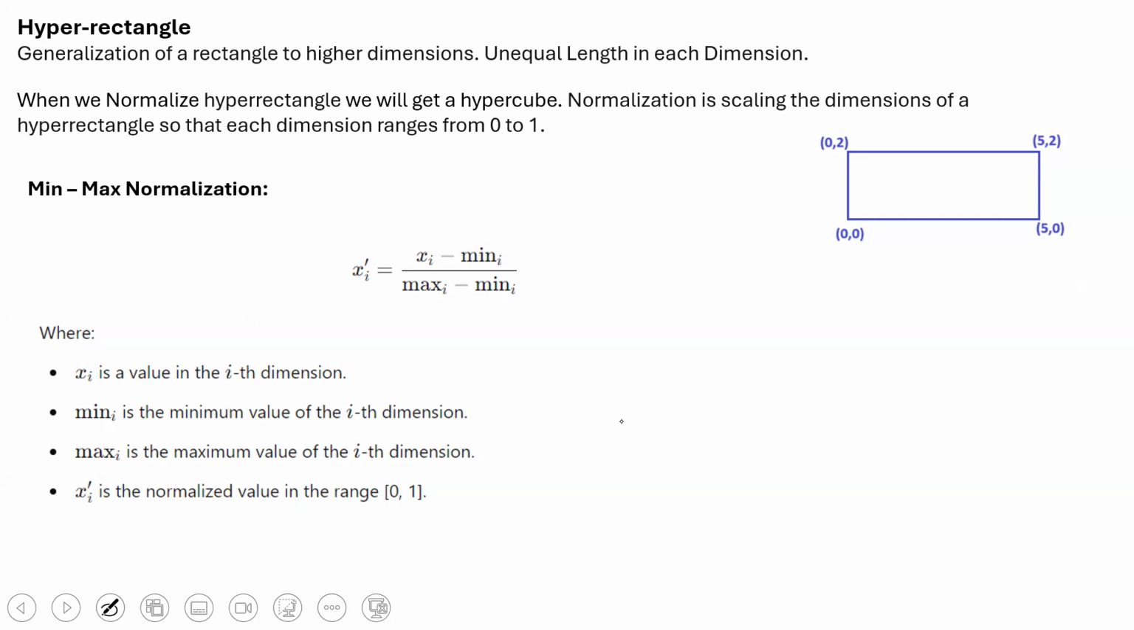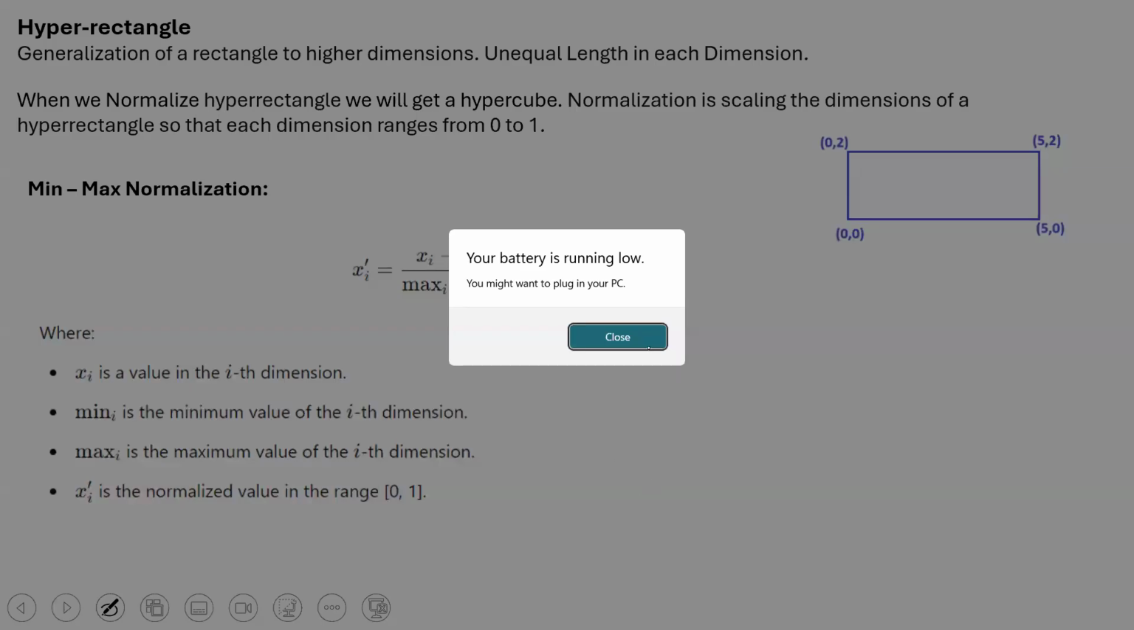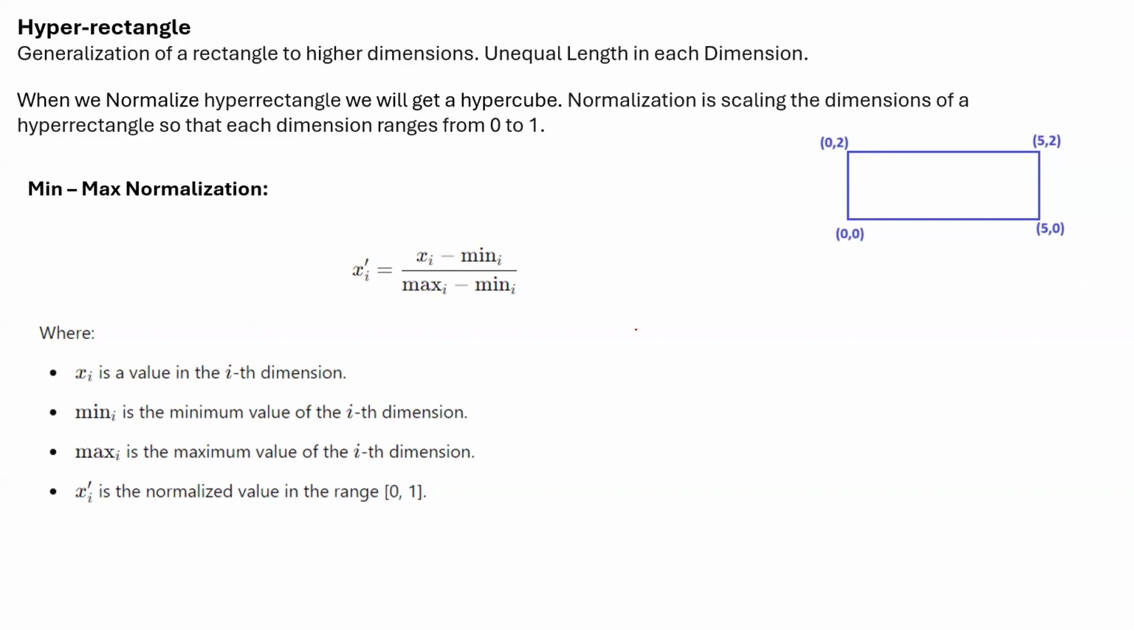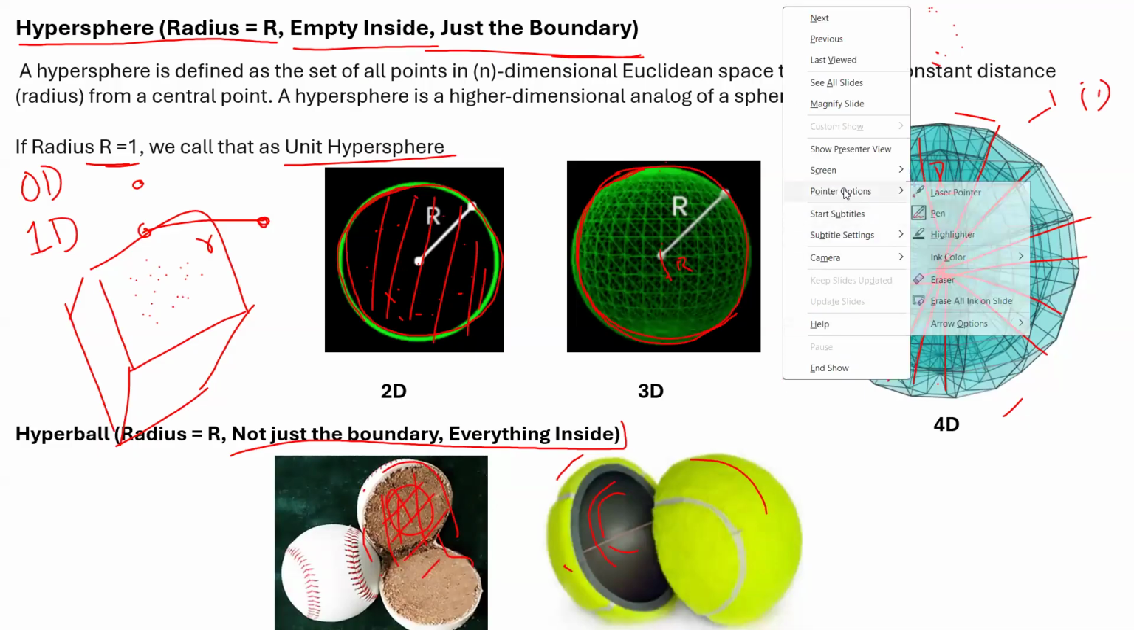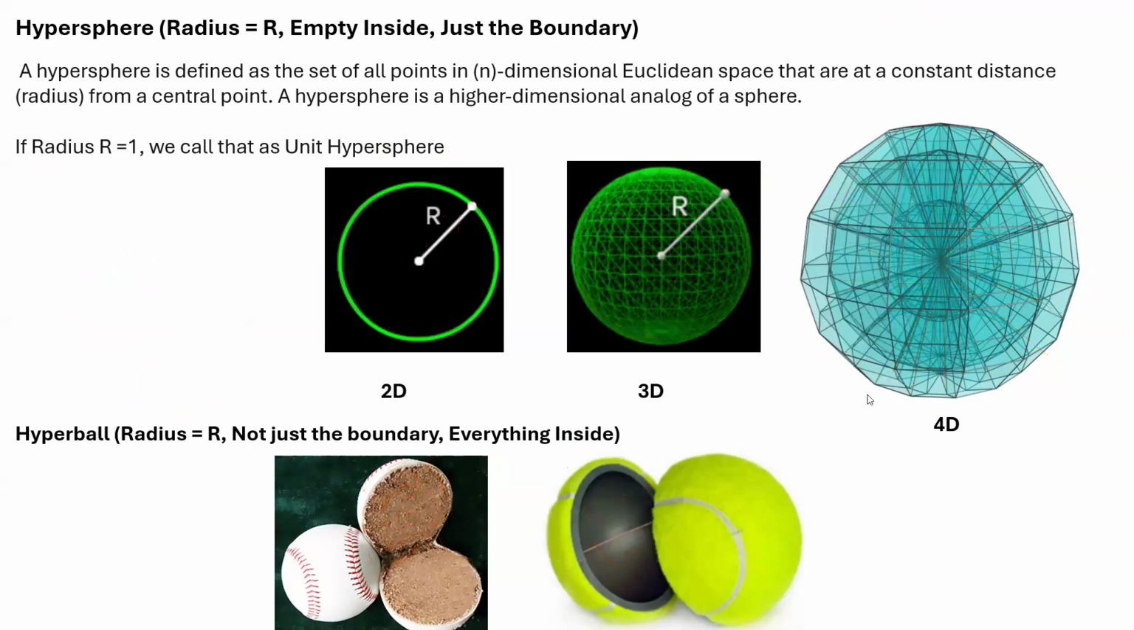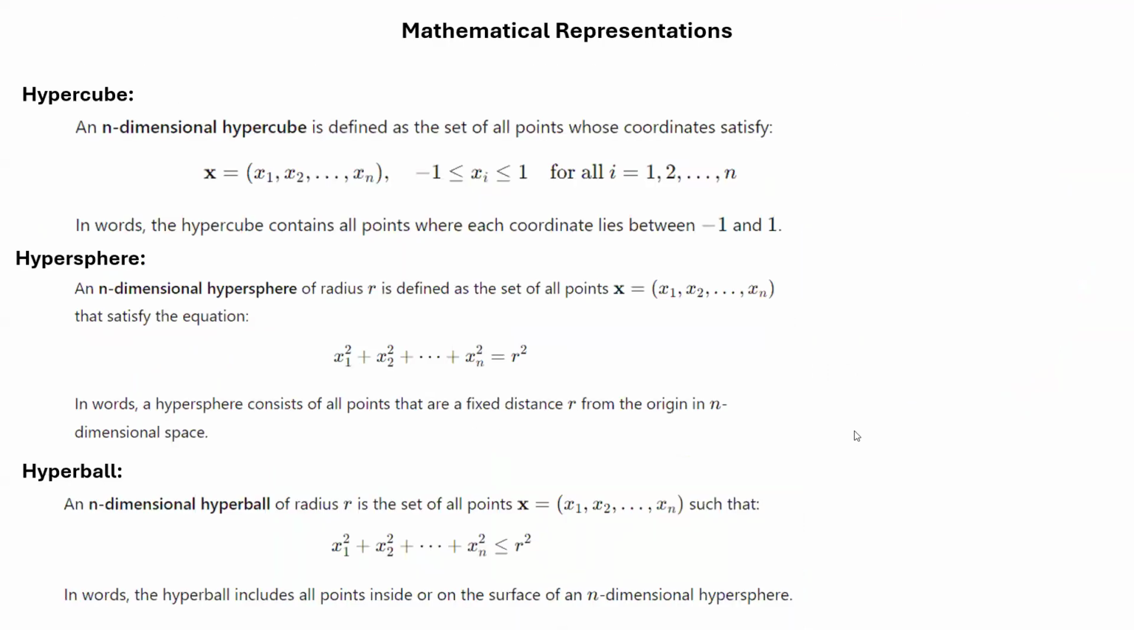When we normalize a hyperrectangle, we get a hypercube. And we also have seen what normalization is. It is just about scaling the diagram. And we have seen min-max normalization. And then we went to the hypersphere. We understood the hypersphere in 0D, 1D, 2D, right? And then we understood what a hyperball is and what the difference is between a hypersphere and a hyperball. So that is where we are right now. And now comes the real stuff that we want to look at. So these are just mathematical representations of hypercubes. Okay.